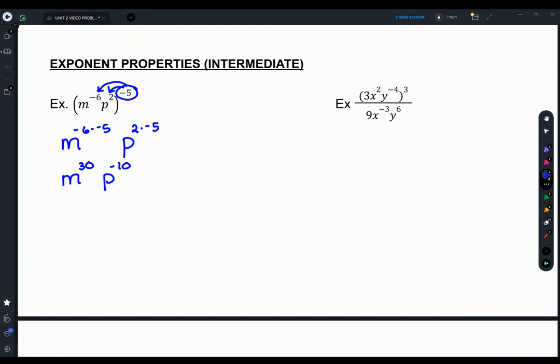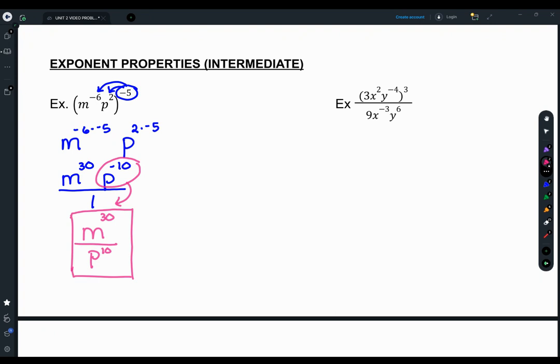So right now, if we imagine that there's really a 1 down here, because we can make any number a fraction by putting a 1 on the bottom, we're going to move the p to the -10 down to the bottom because it's negative in the numerator. And so we're going to move it down to the denominator. And so my answer is going to be m to the 30 over p to the 10. And when it moves down, the exponent becomes positive. And so this would be my answer, m to the 30 over p to the 10.